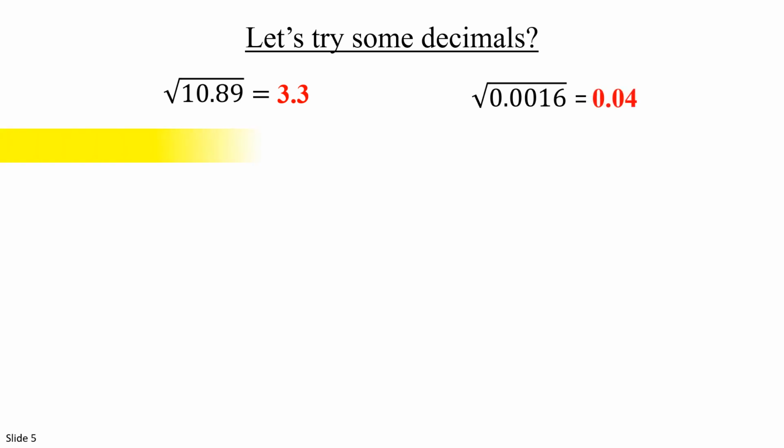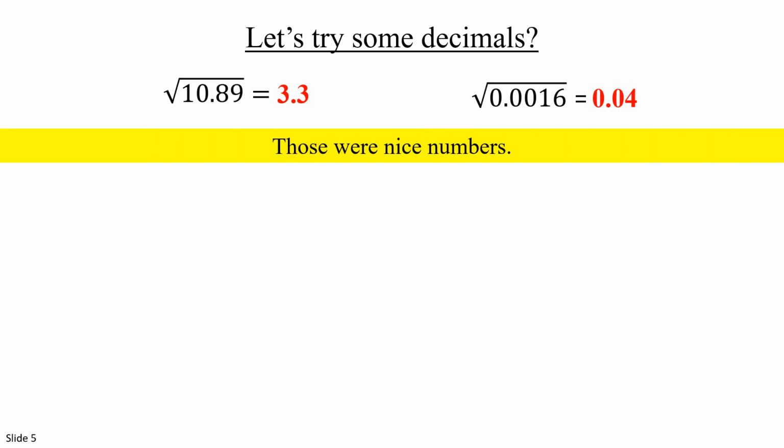Can we do it with decimals too? Root 1089, root 10.89? Sure, 3.3. Root 0.0016. That's 0.04. Those were nice numbers though. How about some that aren't nice?